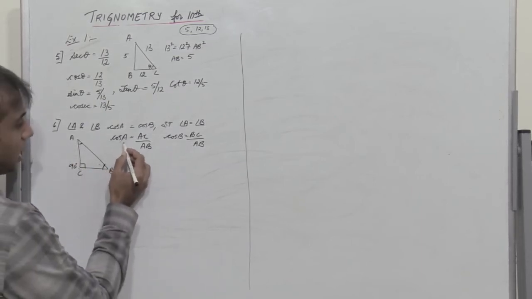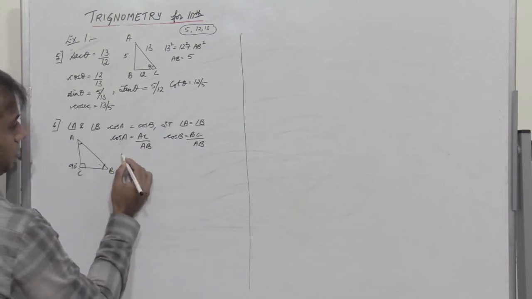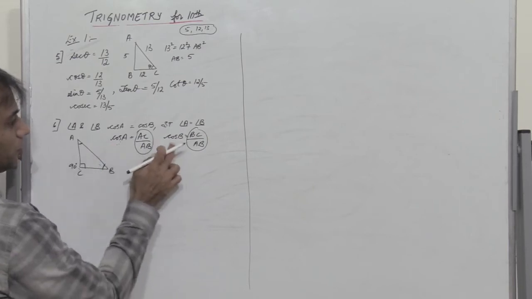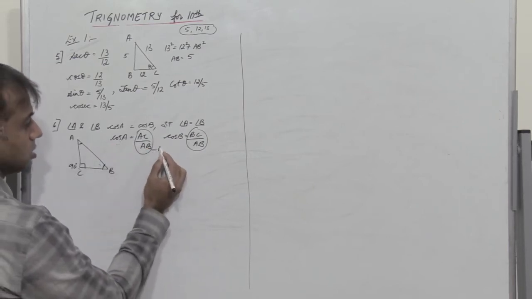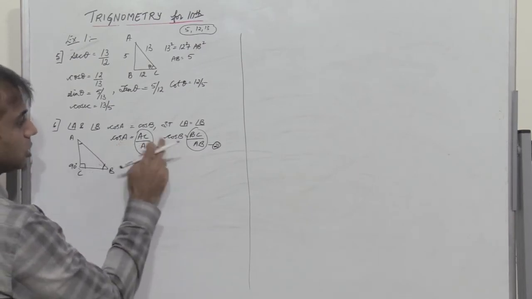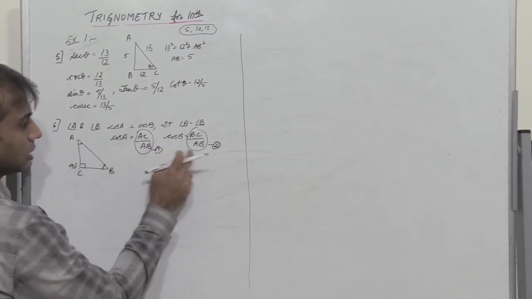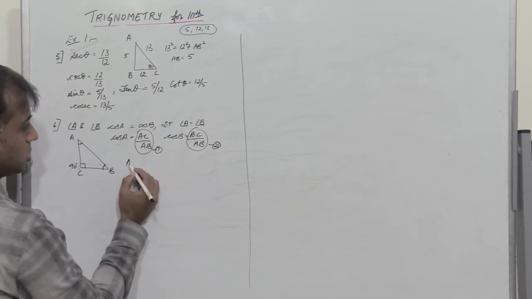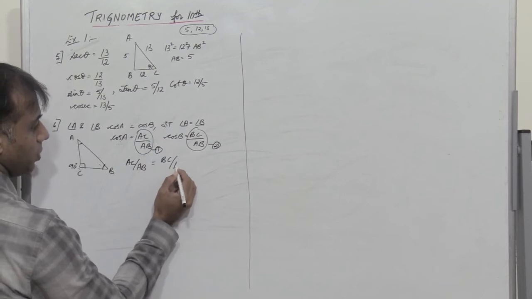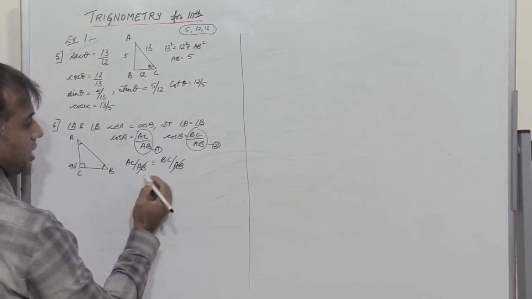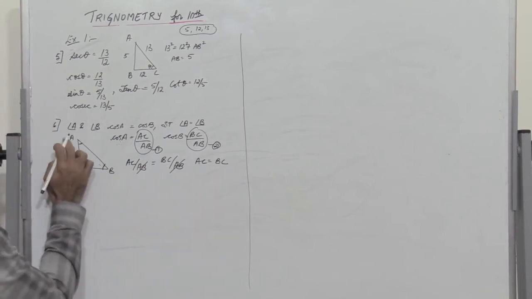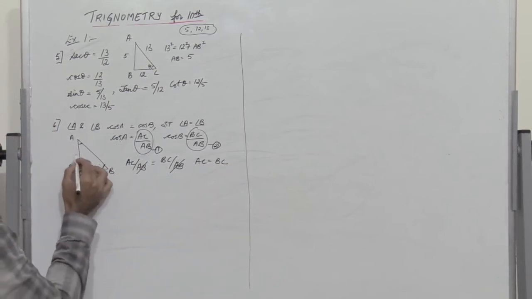So it's been given that cos A equals cos B. So I can equate these two. If I call this equation 1 and 2, LHS of 1 and 2 are equal. Cos A equal to cos B given. So therefore RHS of 1 and 2 should be equal. So AC by AB is equal to BC by AB. So AB gets cancelled. So AC equals BC. So these two sides are equal.